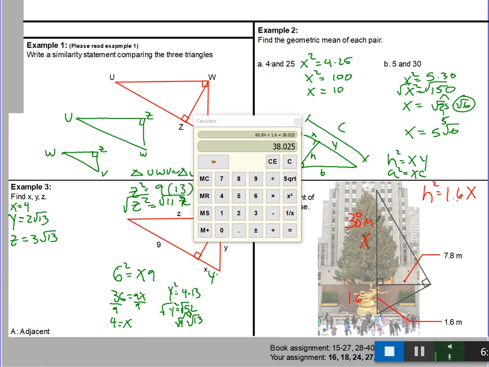That is a really tall tree. Seems somewhat unrealistic. Anyways, it's a math problem. So there we go. So that's how we go through these examples and how to use the geometric mean. And good luck.